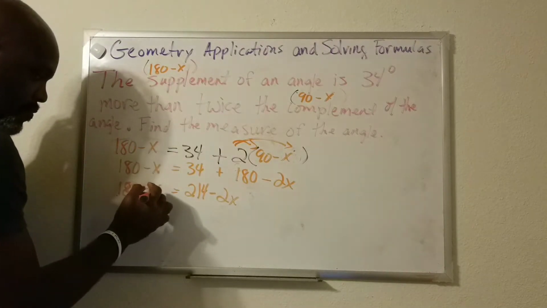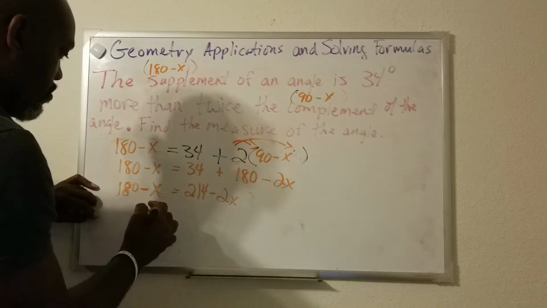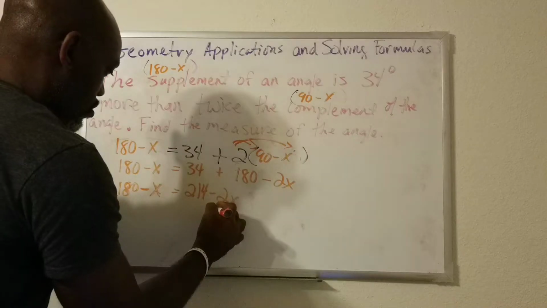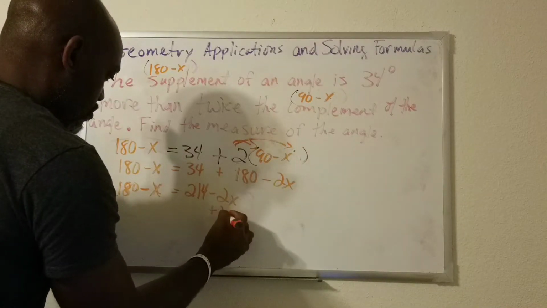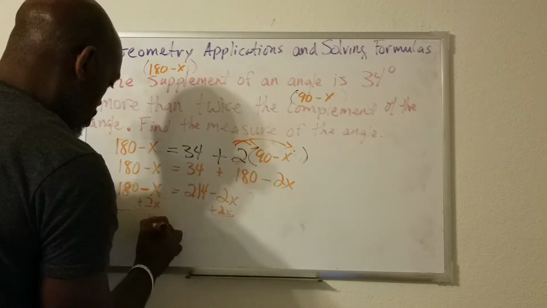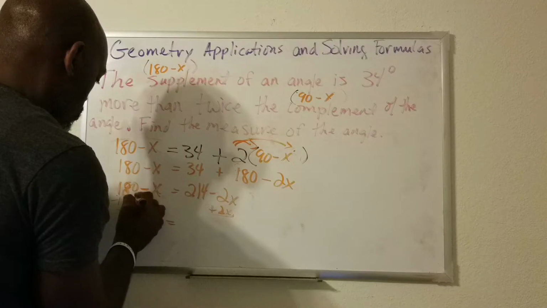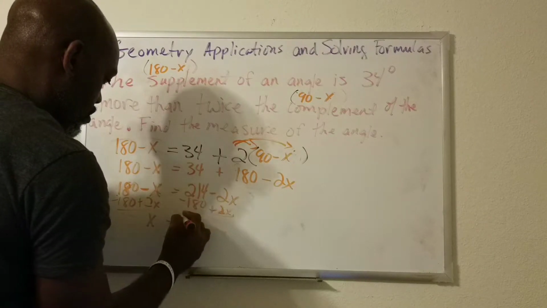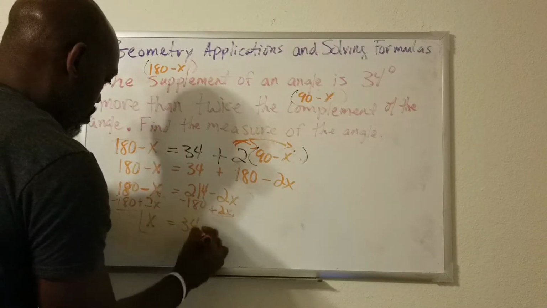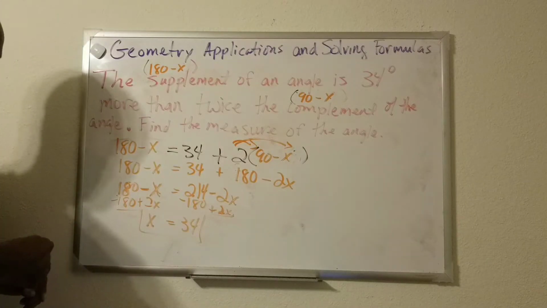Okay. We're gonna do plus 2x, right? Plus 2x plus 2x. So this is x equals 180. Just because of space. X equals 34. So the angle that we're talking about is 34.